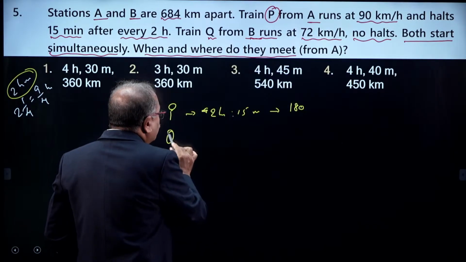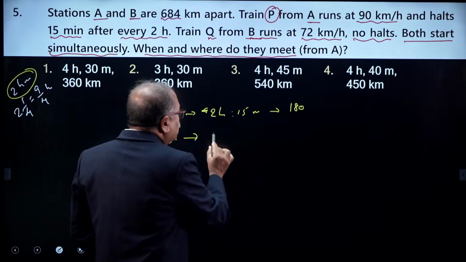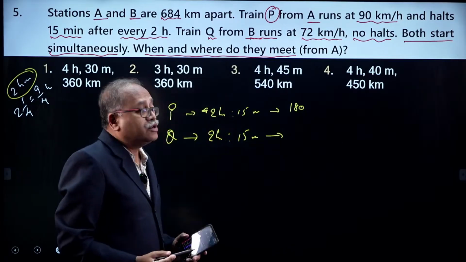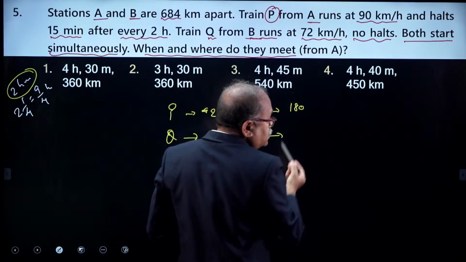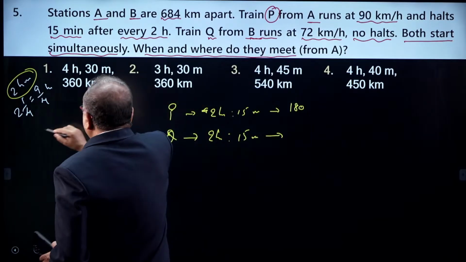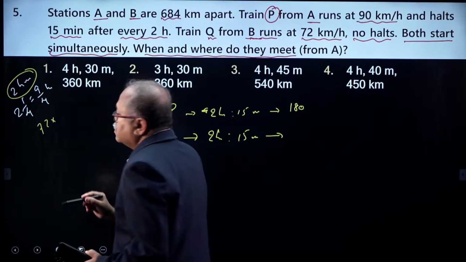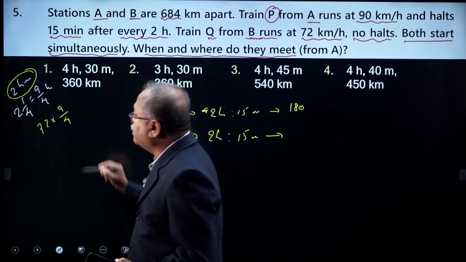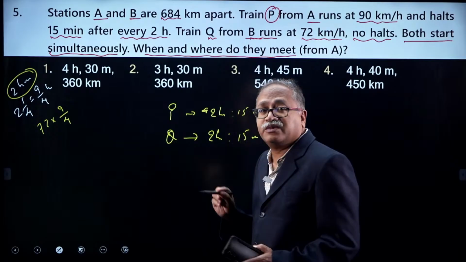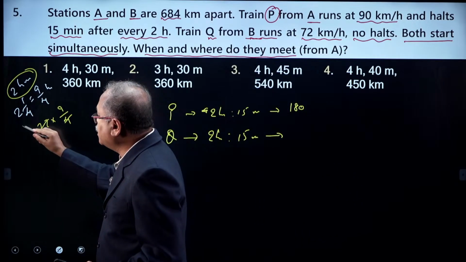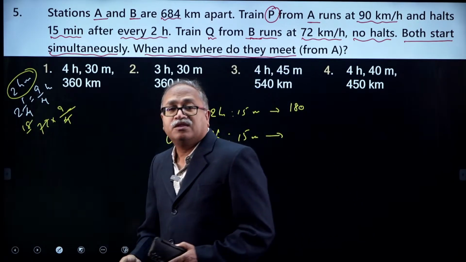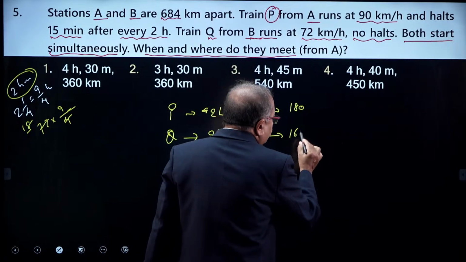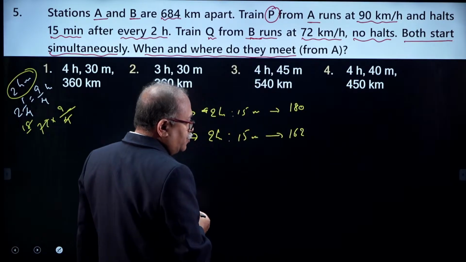But when it comes to Q, in 2 hours 15 minutes there is no stoppage. So I need to take the speed, that is 72, and 72 into the time, and that time is nothing but 9 by 4 hours, because there is no stoppage of 15 minutes for Q. So here I get 18, and 18 into 9, that comes to 162. So in 2 hours 15 minutes it covers 162.